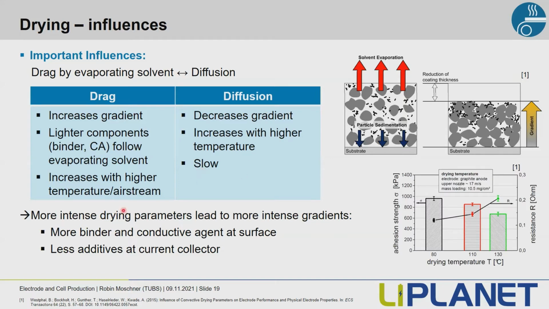And this means that we get more intense gradients when we have more intense drying parameters, like you see here in the diagram on the right. When we increase the drying temperature and therefore increase the drying intensity, the adhesion, shown as the columns of the electrodes, decreases because we have less binder at the substrate for the adhesion and more of it at the surface.